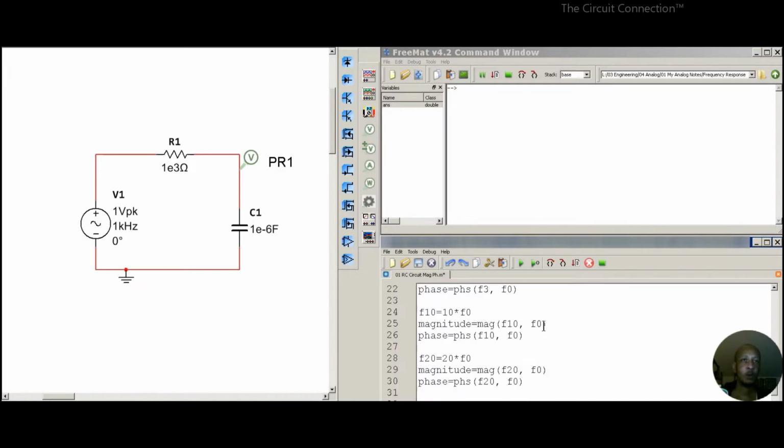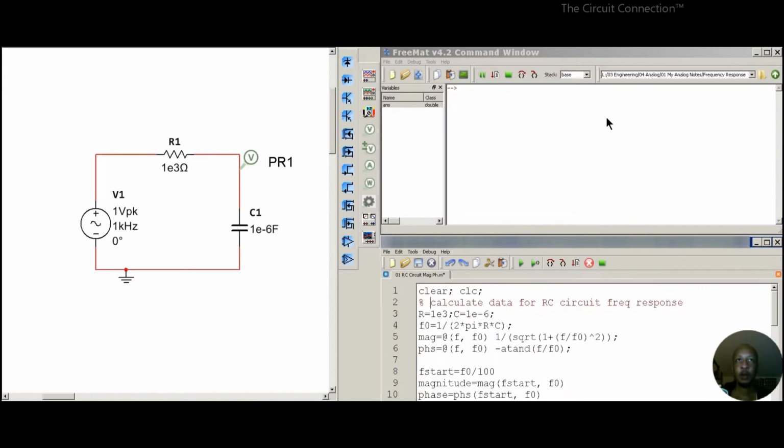So let me go ahead and run this. I'm going to hit execute the current buffer. Basically, that means run it. And we're going to see these values come up here in the console window. This is the output of that script once it's been executed.